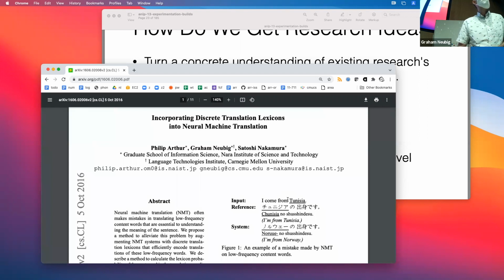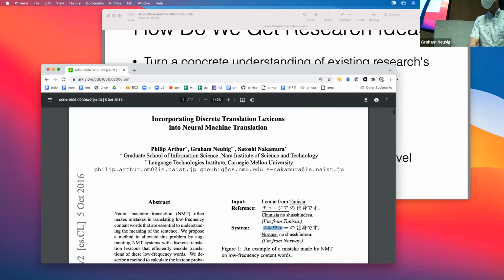So this is one example from my own work, which was very much motivated by bottom-up analysis of the failings of models. Near the beginning of neural machine translation models, we noticed that they were making lots and lots of mistakes on content words. For example, "I come from Tunisia" was translated into "I'm from Norway." That's a problem. It'd be even more of a problem in a conversational system where you wanted to say, could you please send my luggage to Pittsburgh? And it says, could you please send my luggage to Tokyo or something like that.